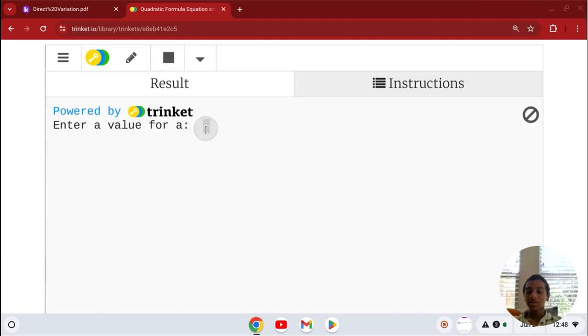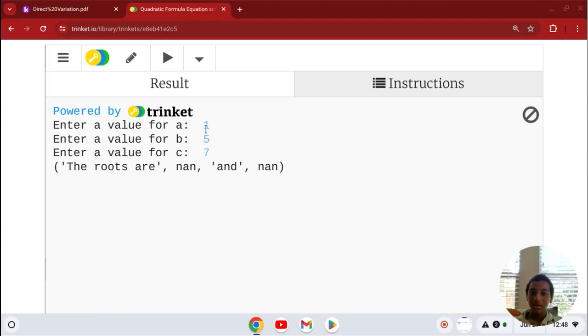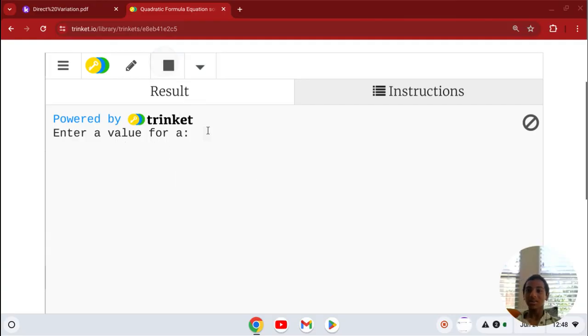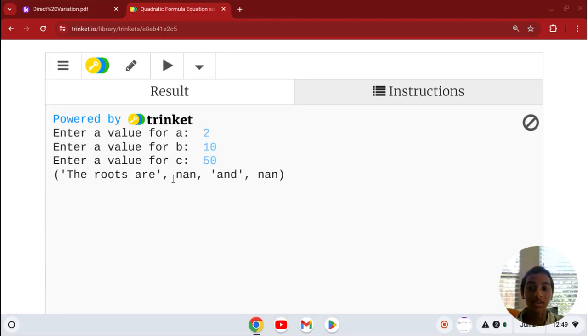Let's try another one: 1, 5, 7. What this means is there aren't any solutions. I'm pretty sure, though I don't know why it's saying NaN. So let's try 2, 10, and 50. It looks like there aren't any solutions for that one.